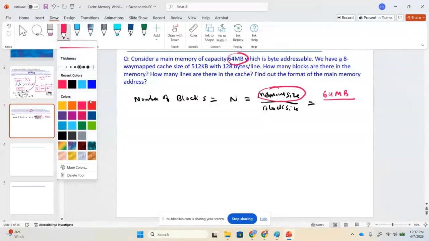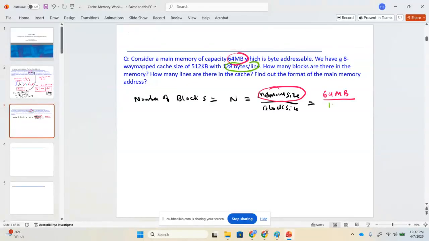Now I'm going to use green color. Green color is much better. 128 bytes per line. So this is 128 bytes. Can we solve it? This is actually 64 multiplied by 2 to the power 20 multiplied by b, equal to 2 to the power 7, which is 128 multiplied by b, and b will cancel out.